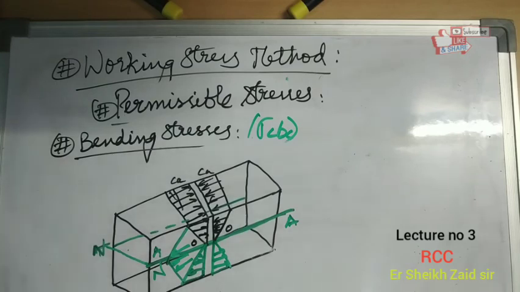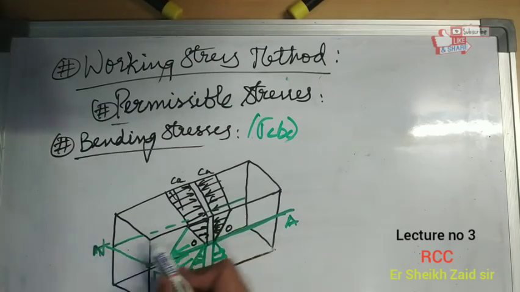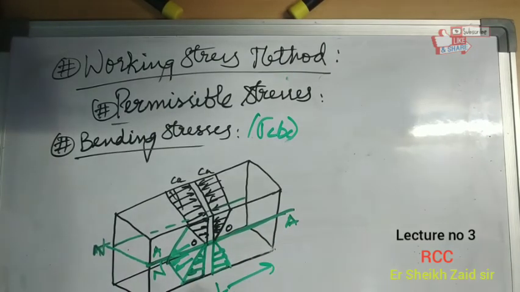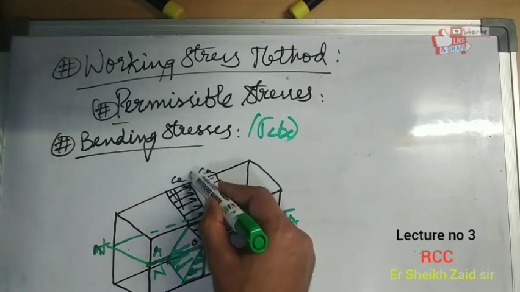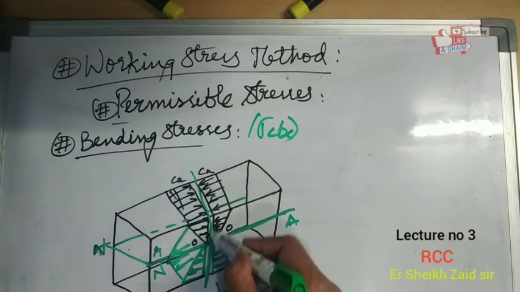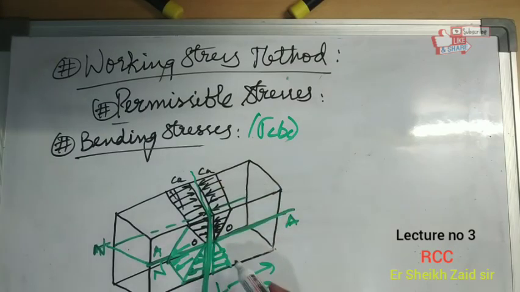Remember, bending stresses always act in the longitudinal direction and perpendicular to the cross section of the beam. If this is the length of the beam L, these stresses act along the longitudinal direction and perpendicular to the cross section of the beam, and they act across this section.